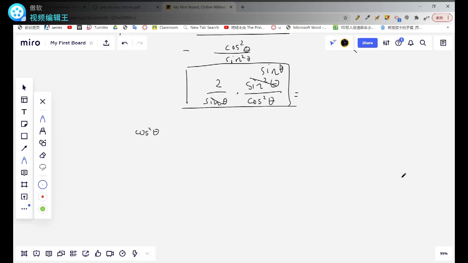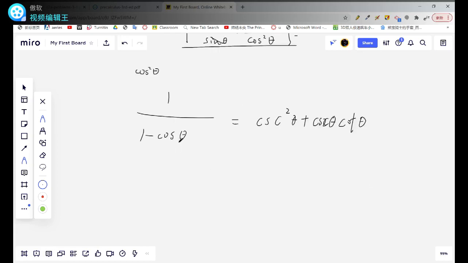Let's do a really challenging one, okay? Let's do a last one. We have 1 over 1 minus cosine theta equal to cosecant squared theta plus cosecant theta cotangent theta. That looks like a pretty long thing, and we want to prove it. We want to prove that both sides are equal. This is basically what we want to prove.